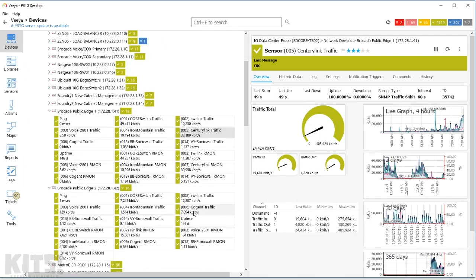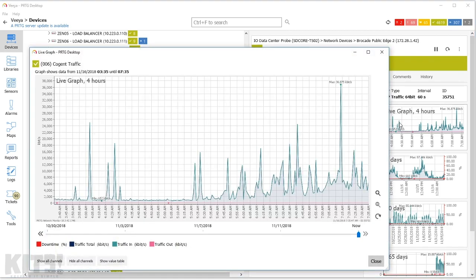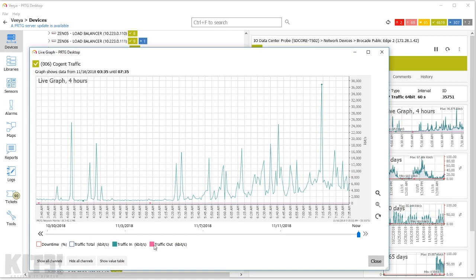Now remember, over on router two, I don't have a connection to CenturyLink. It's not redundant. I just have a connection to Cogent. Look at what we see. Deselecting a few of these, traffic in looks about right. This is the traffic in going to those 63.232 addresses. Stuff's happening. At 5:25 in the morning, we had about 16 megabits per second. At 7:15, we're shooting up to about 36, 37 megabits per second or so.